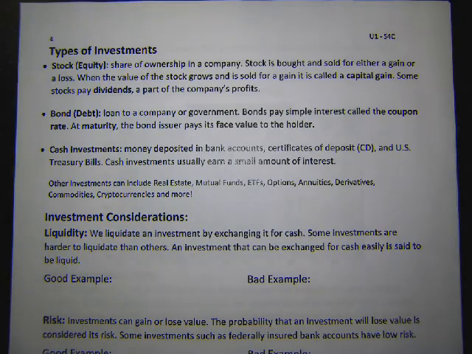Cash investments, these are money deposited in bank accounts, certificates of deposit called CDs, U.S. Treasury bills. They usually earn a small amount of interest. They're usually fairly secure. Things like CDs and Treasury bills.